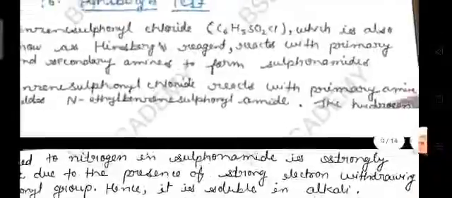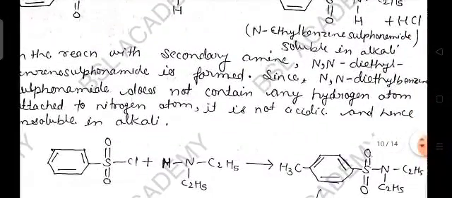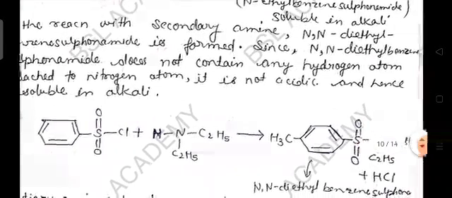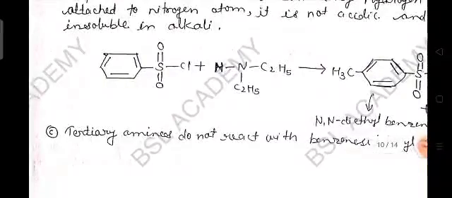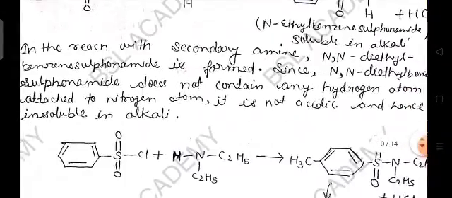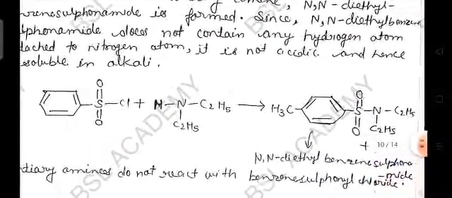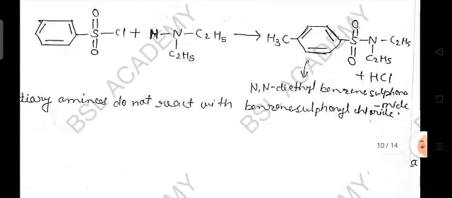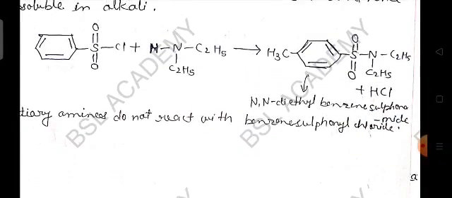In the reaction with secondary amine, here we have talked only about primary amine. So let's talk about the secondary amine. N-diethyl benzene sulfonamide is formed. Since N-diethyl benzene sulfonamide doesn't contain any hydrogen atom attached to nitrogen atom, it is not acidic and hence insoluble in alkali. So primary is soluble in alkali and secondary is not soluble in alkali because it doesn't have any hydrogen atom. So similarly you can see its reaction too.